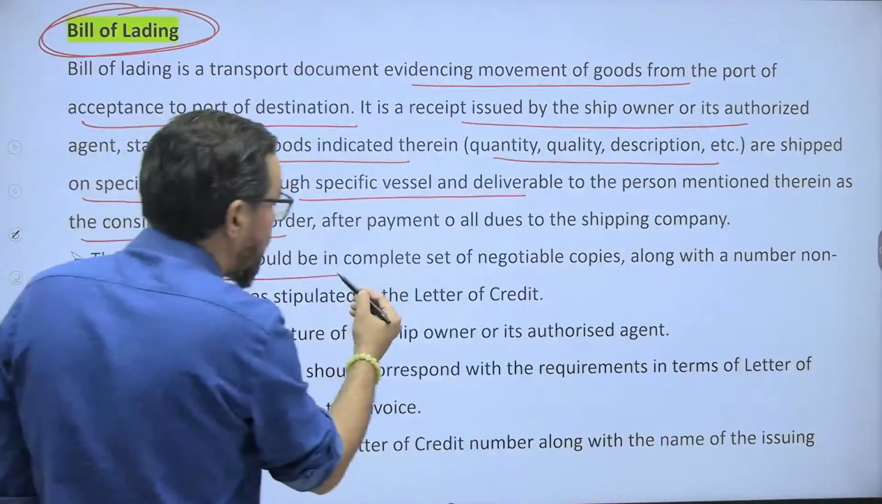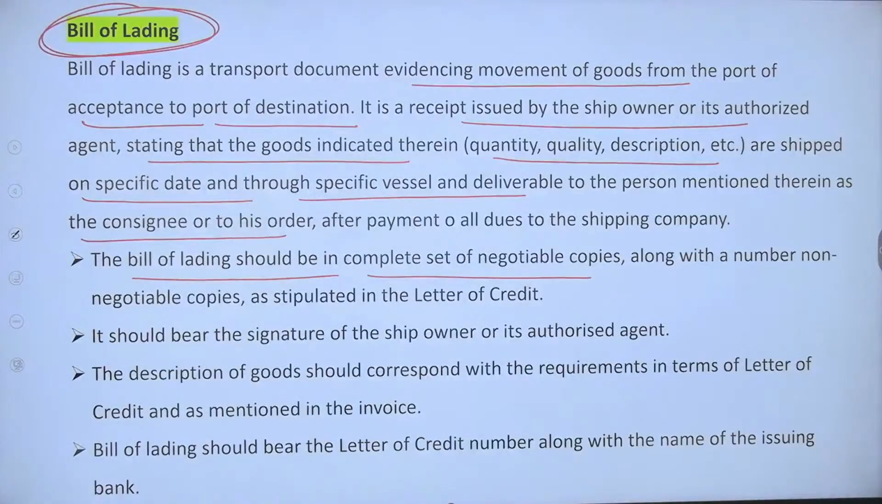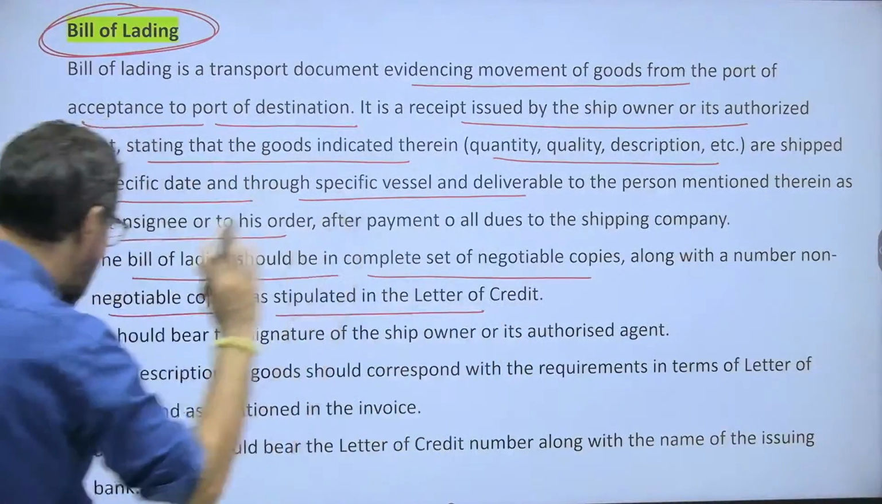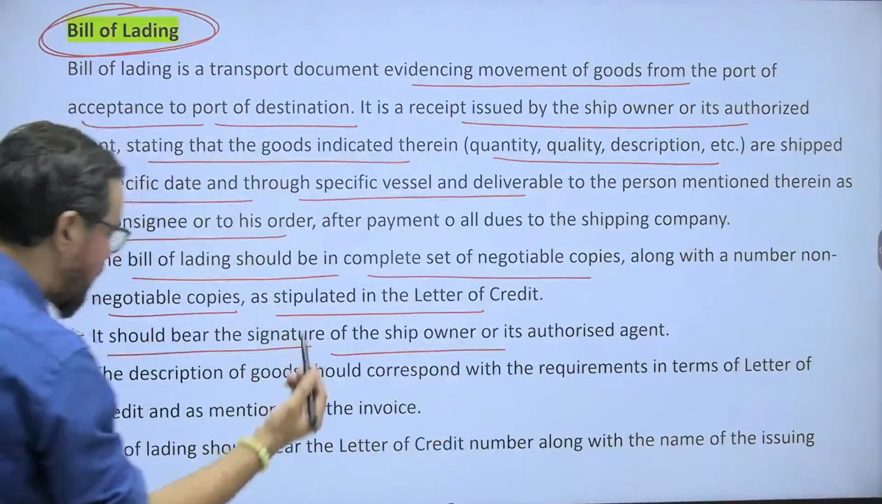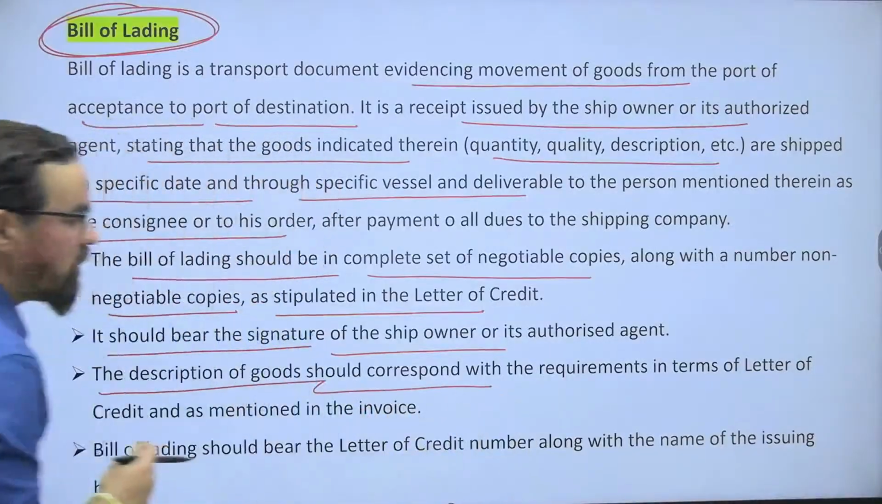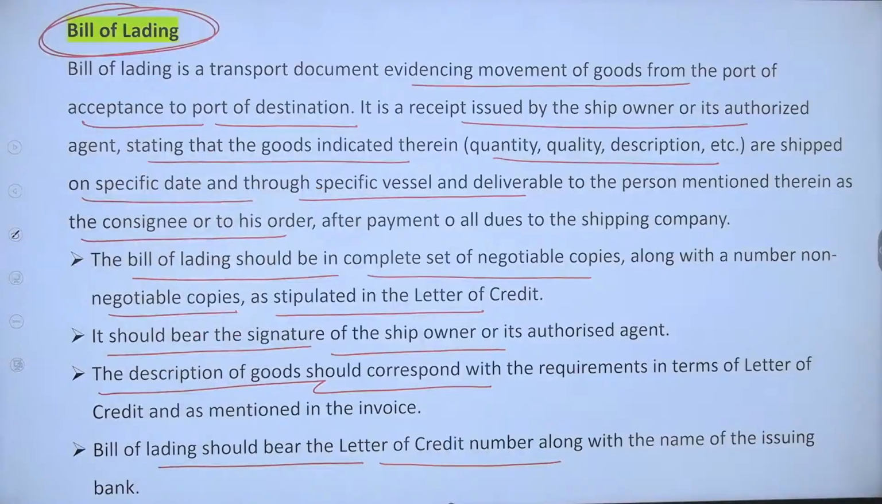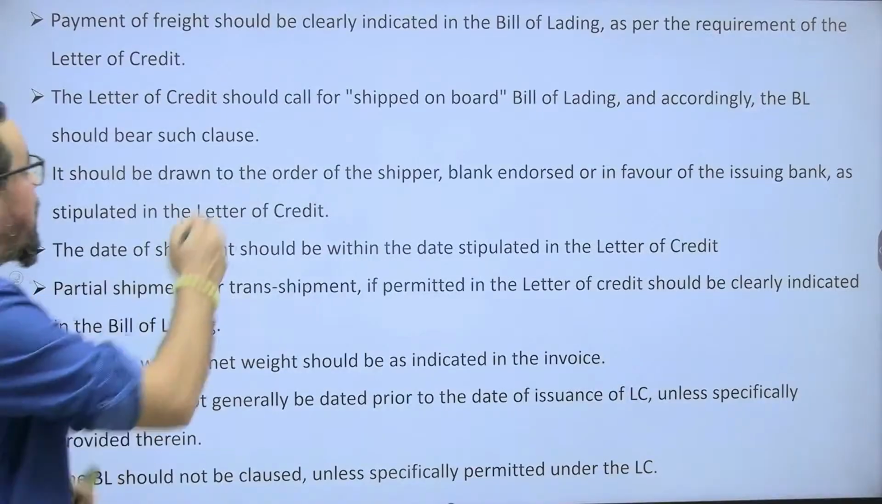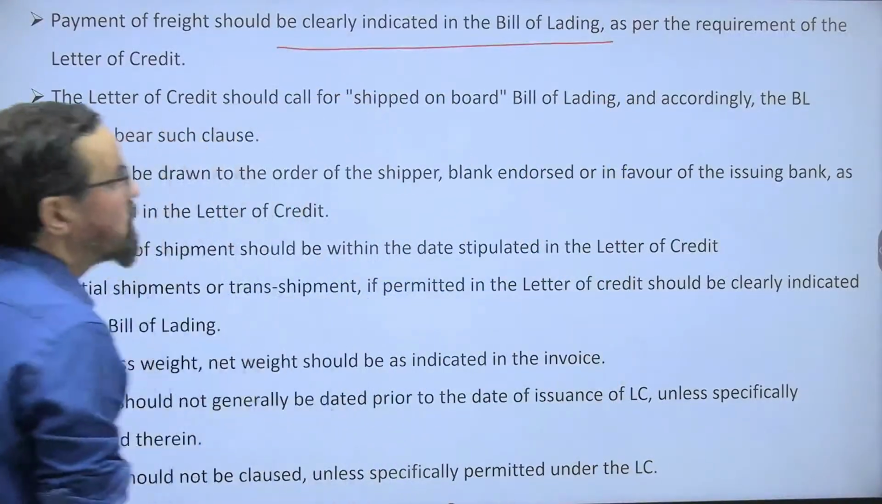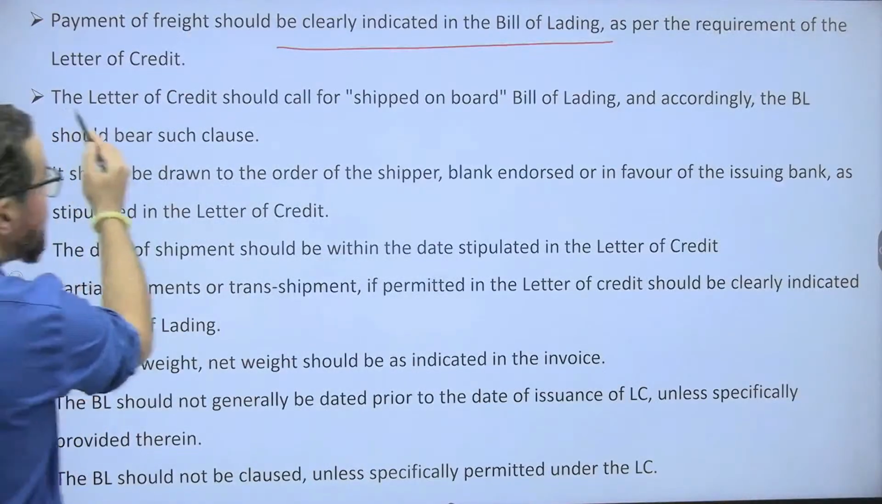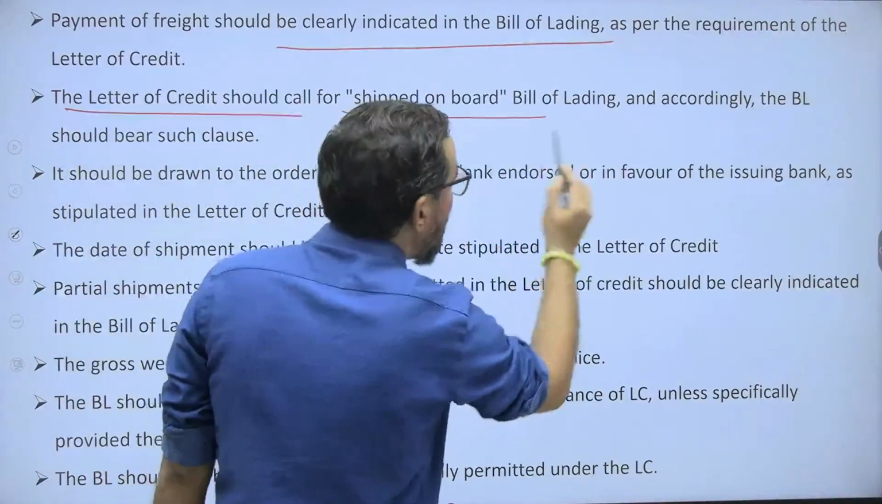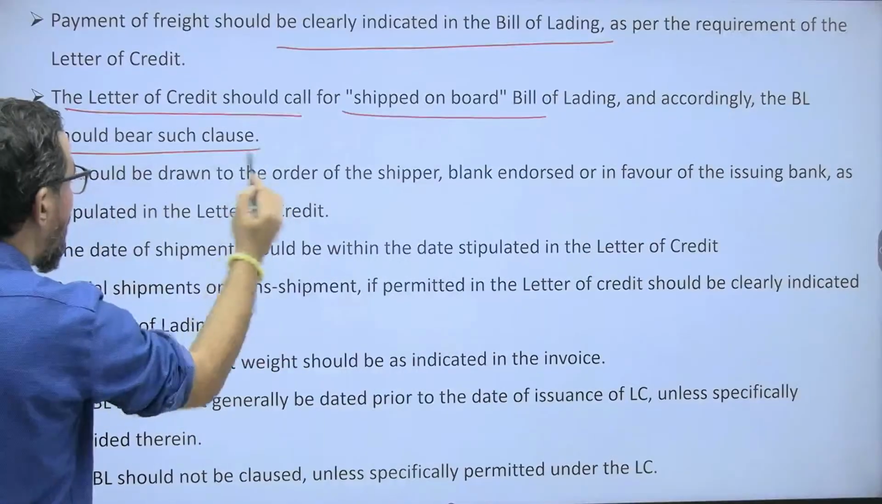The bill of lading should be a complete set of negotiable copies along with the number of non-negotiable copies as stipulated in the LC. It should bear the signature of the ship owner or the authorized agents. The description of goods should correspond with the LC itself. The bill of lading should bear the letter of credit number along with the name of the issuing bank also. So these are the major areas around the delivery of goods, the bills of lading, or the documents or movements of those goods as well. Payment of freight should be clearly indicated in the bill of lading as per the requirements of the LC. The LC should call for shipped on board bills of lading, and accordingly the bill of lading should bear such clauses.